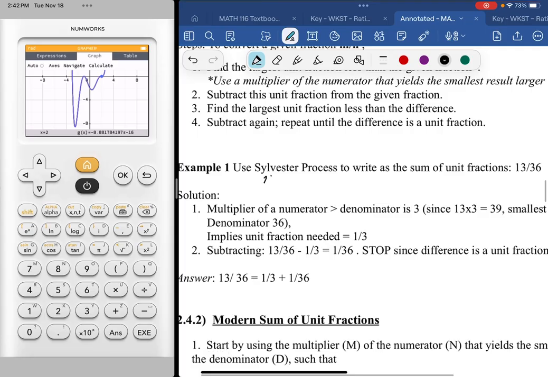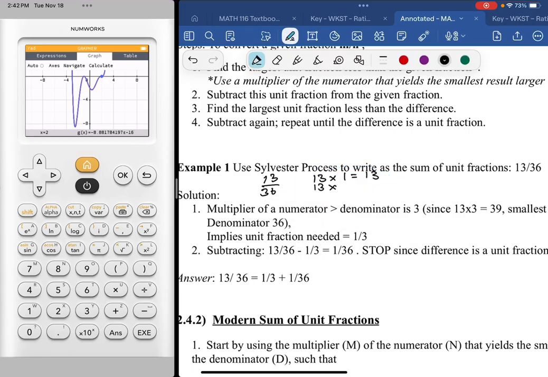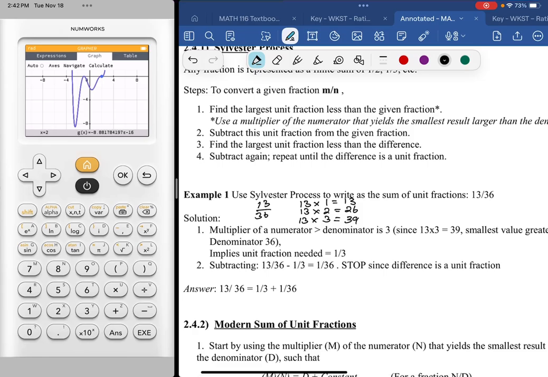So we have 13 over 36. We're taking the 13. So that 13 we're going to multiply by 1. All right, we get a result of 13. We'll take that 13 and multiply by 2. That'll give me a 26. And then we'll take that 13 and multiply by 3. That'll get me a 39. All right. This is the key part. We're looking for the largest unit fraction, or actually emphasis on the fraction part, less than the given fraction.